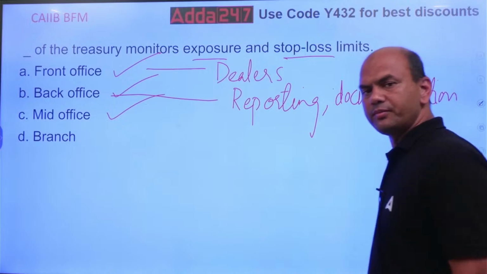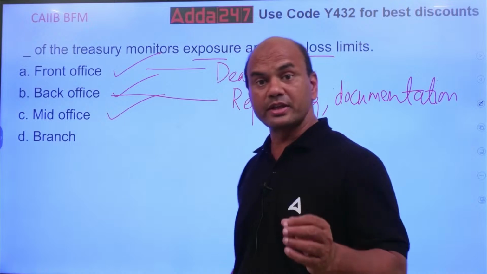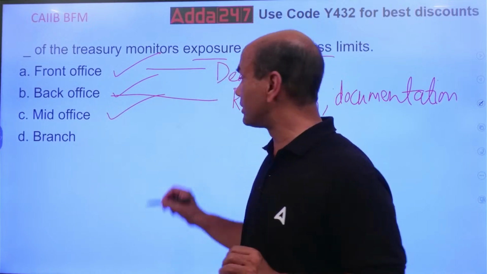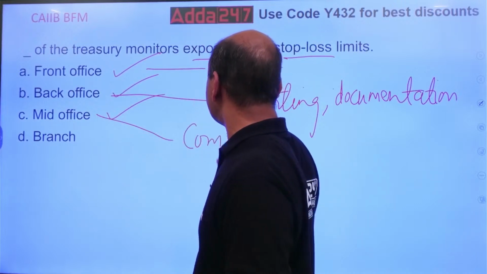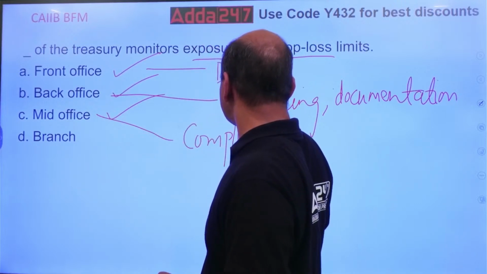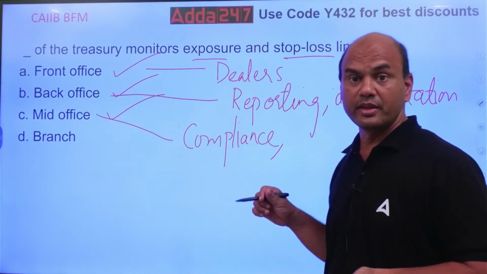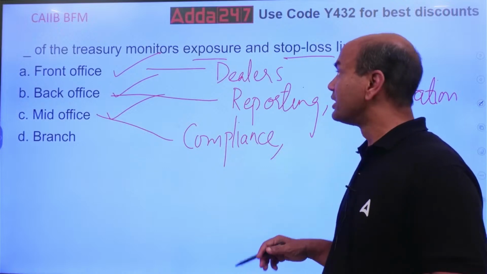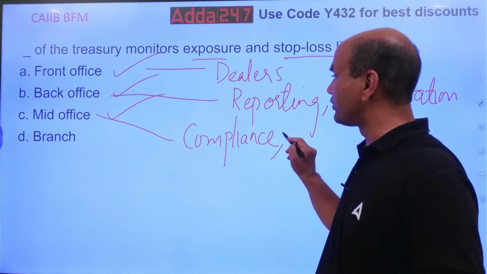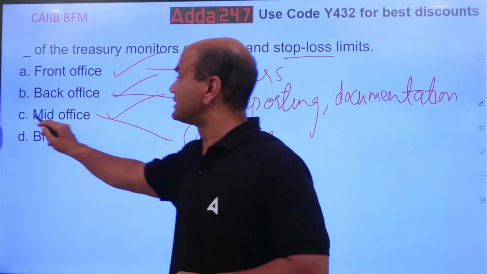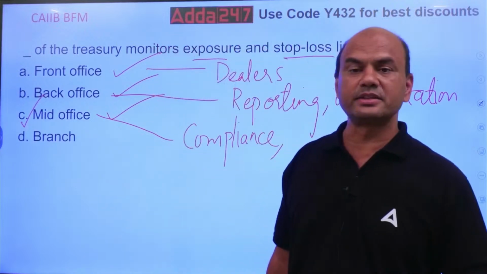Okay. What is the job of the mid office then? Mid office has a major role. That major role is compliance. Compliance with RBI norms, compliance with the prudential norms, compliance with the bank policies, everything over here. Even the stop loss limit and exposures are also given by the mid office. So your answer for this is mid office.